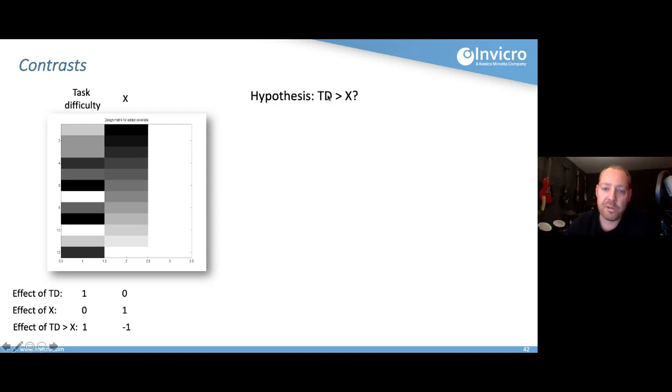our hypothesis might be that task difficulty produces greater brain activity than X, whatever variable this might be. We could look at the effect of task difficulty by itself, and we put a 1 in that column and a 0 in the X column. We could look at the effect of X by itself, 1 there and a 0 there, or we could look at our hypothesis, which is the effect of TD greater than X, and we put a 1 there and a -1 there. What this is telling it is basically subtract this from this.